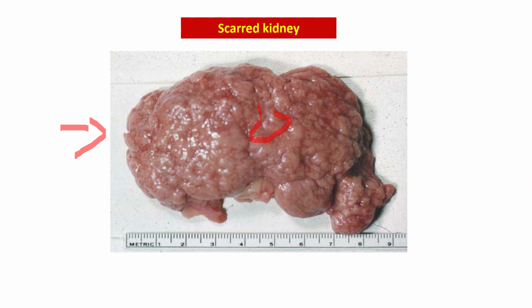So there is one chronic injurious process that leads to glomerular sclerosis, tubular atrophy, and interstitial fibrosis. So there is loss of nephrons that results in shrinking of the kidney and scarring occurs. So that results in a contracted granular kidney, as you can see in this picture.